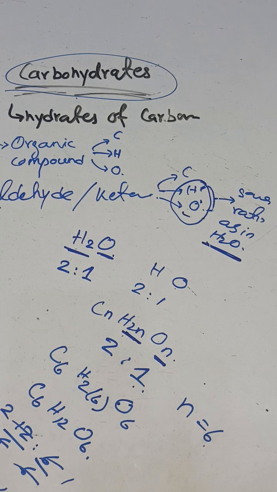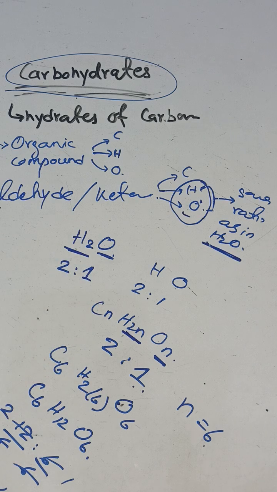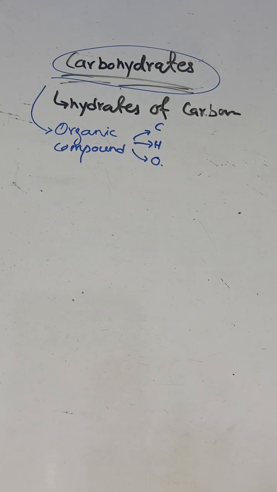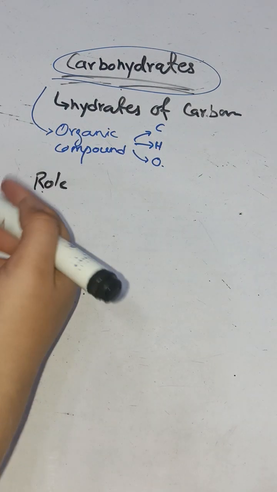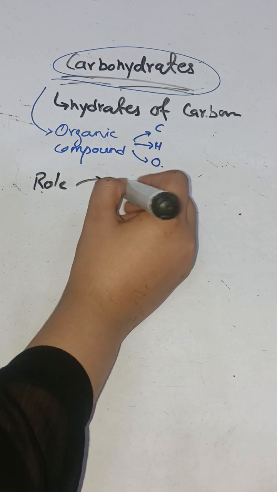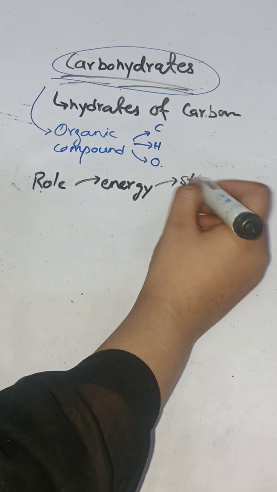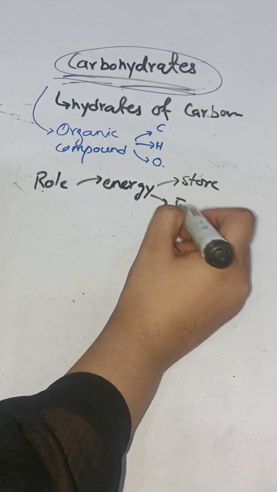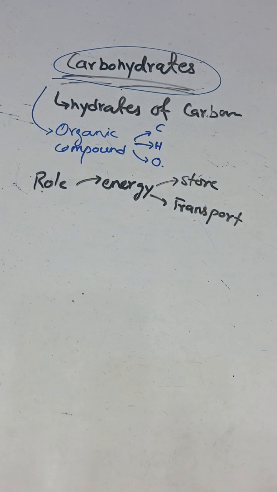Okay, after that we have discussed the formula of carbohydrate, which is CnH2nOn. Now we will see what is the major function, or the major role, of carbohydrate. So we are studying its role or its function. What is its function? It deals with the energy present in our body. It stores it and transports it. So our body needs the energy to be transported throughout the body, and stored.